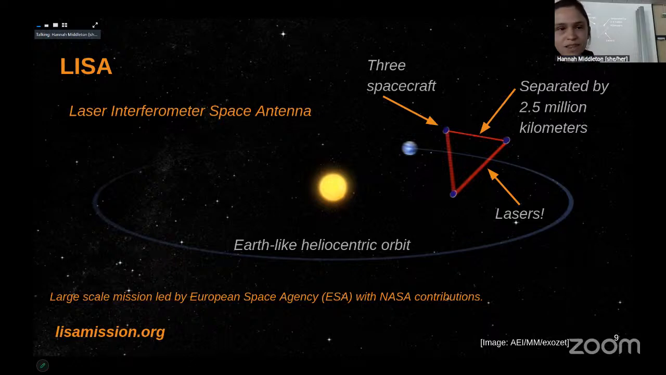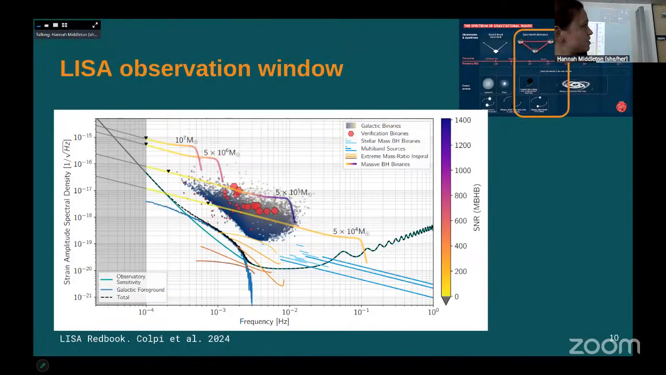And the observation window will be, as you see here, between what you can do with LIGO, Virgo, KAGRA and pulsar timing arrays. So this is showing the predicted strain amplitude spectral density, so the sensitivity of the instrument and the different types of sources that you might see with LISA. I'll say a bit more about these later in the talk, but things like galactic binaries, stellar mass black hole binaries, massive black hole binaries, and extreme mass ratio inspirals.